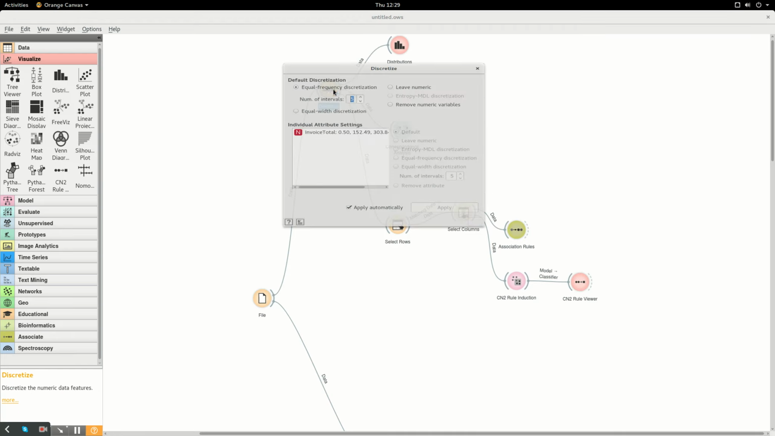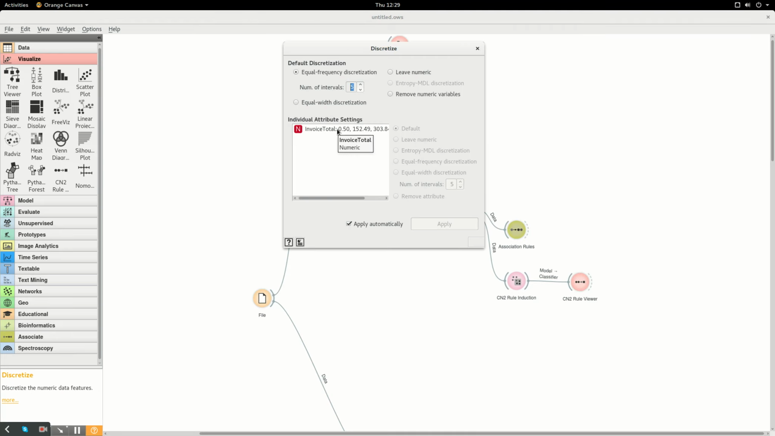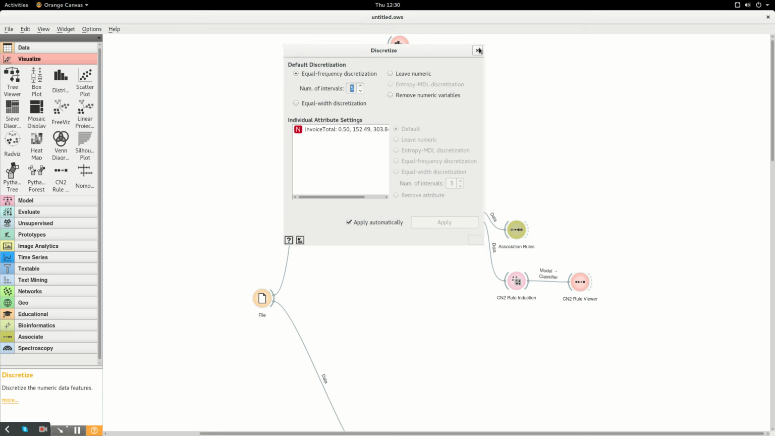Right, so first thing we're going to do is categorize our data. In particular, we have the invoice total, which is numeric. It can be anything between a negative number, which means the invoice was a return, going up to quite a large number. So we're going to split this into 5 categories: less than 0.5, between 0.5 and 152, and so on and so forth. And we do this to get more intuitive results.